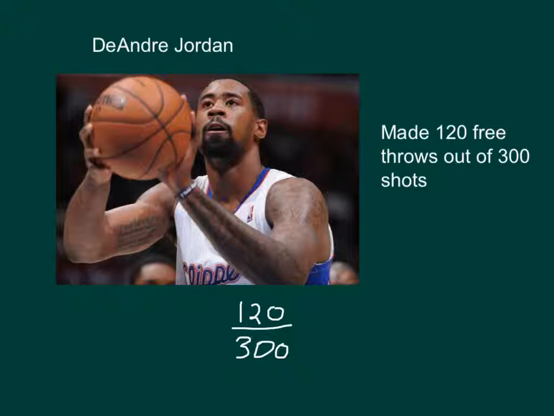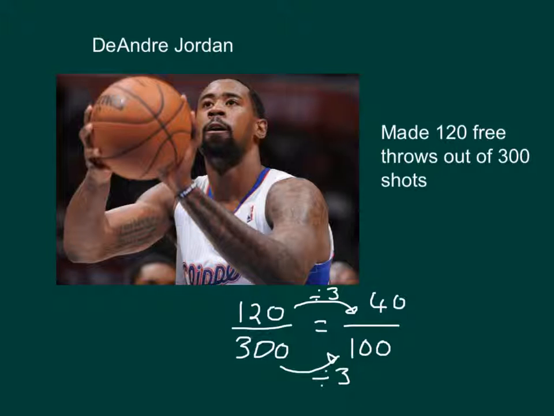But to find it as a percentage, I'll need to know how many he would have made given 100 shots. Here, I'm dividing the number of shots he's given by 3. So I'll also need to divide the number of shots that he made by 3. That means 40 out of 100 he would have made. For every 100 shots, he makes 40. And that, of course, means 40%.